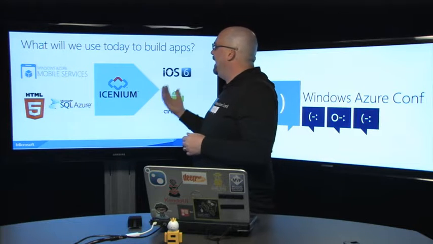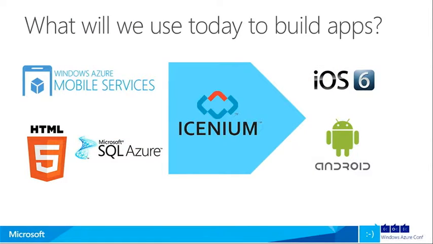So what we're going to use today is mobile services from Windows Azure. We're going to be using HTML5, which I use loosely to mean HTML, JavaScript, and CSS3. And in the back end, we're going to be using Windows Azure SQL databases to drive our data into and through mobile services. In the end, we're going to have iOS 6 applications and Android apps.